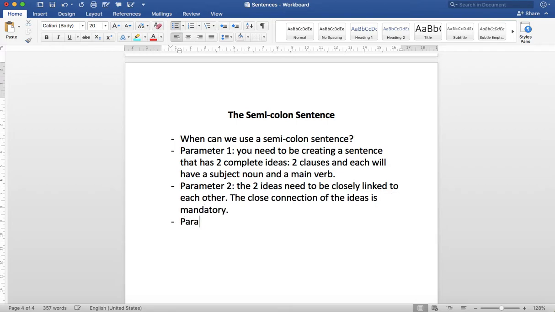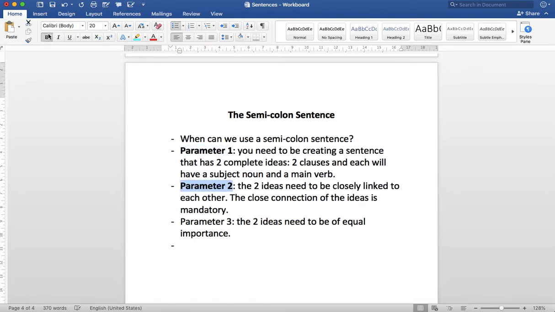And then parameter 3, the two ideas need to be of equal importance. So if those three requirements all hold true, then this sentence will work for you. I'll say that again. If these three parameters all hold true, this type of sentence will work for you.